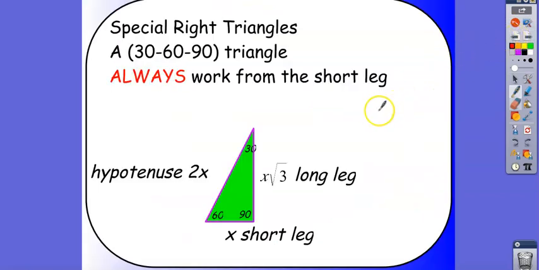Okay, when you have 30, 60, 90 triangles, they have to tell you. If they don't tell you, you can't assume anything. Remember, I always say, don't assume anything. They have to tell you.